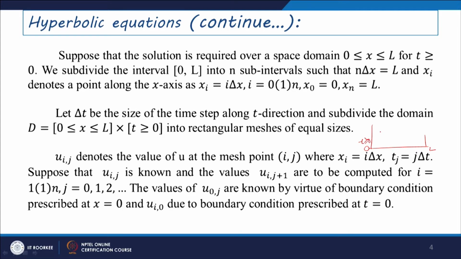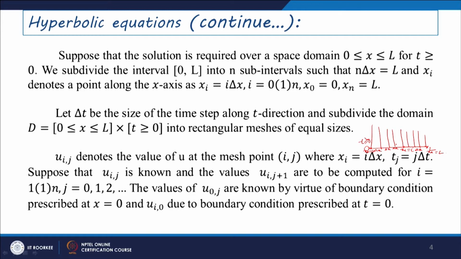For this, we will discretize the x space coordinates into several small grids with grid length del x. A particular coordinate, suppose x i, can be written as i del x. The starting point we consider as x 0 equals 0, and the end point is x n equals L. Hence, i varies from 0 to n, and for each of these, a grid of length del x is placed.